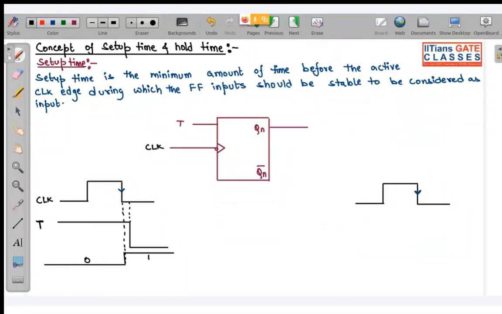Tell me, is this clear to you, what I am trying to say? Up till now, we haven't discussed how much time before this active edge my input needs to be stabilized so that it should be considered as input. We have just considered the input at this particular clock edge. Whatever was the input, we have taken it like that.